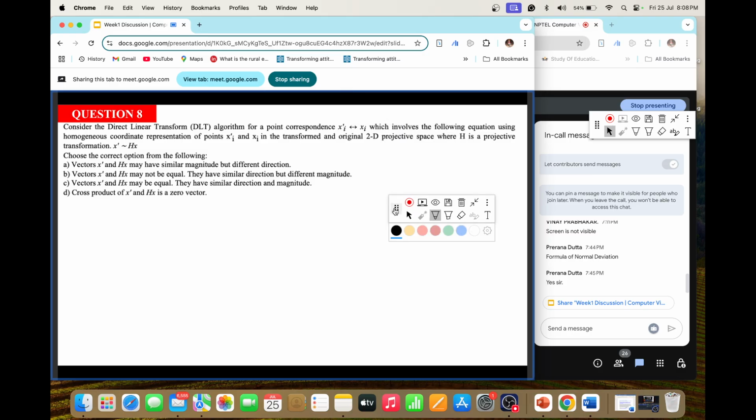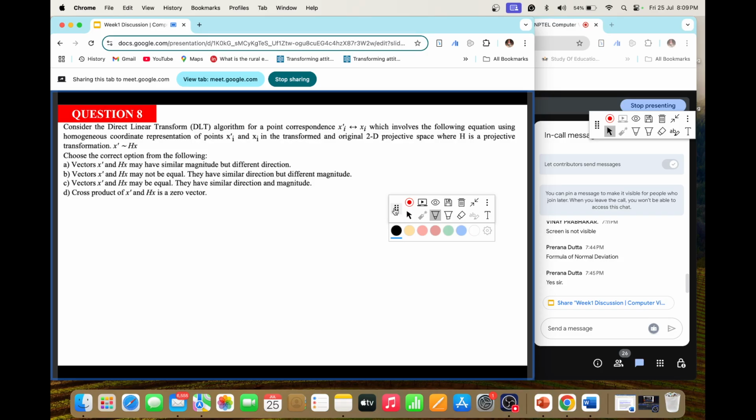Now question number 8, consider the direct linear transform algorithm for a point correspondence xi dash to xi, which involves the following equation: homogeneous coordinates xi dash and xi in the original 2D projective space, where H is a projective transformation, x dash tilde Hx. Choose the correct option.